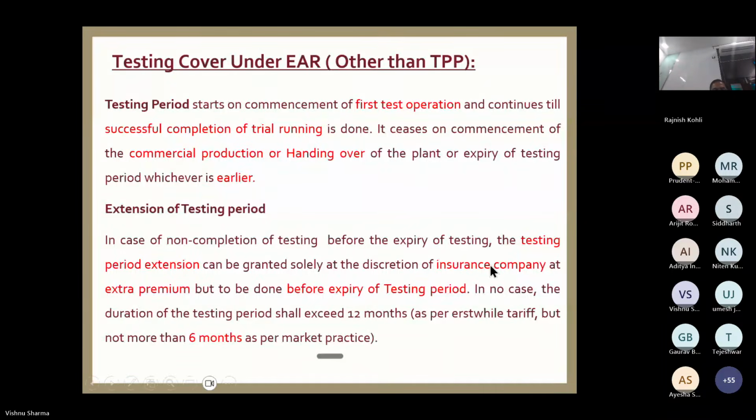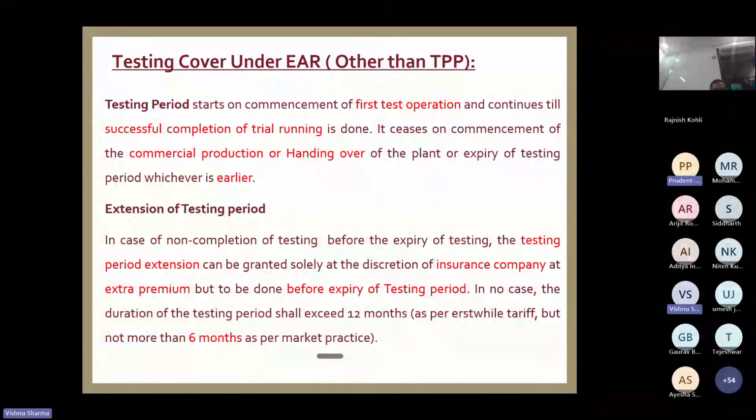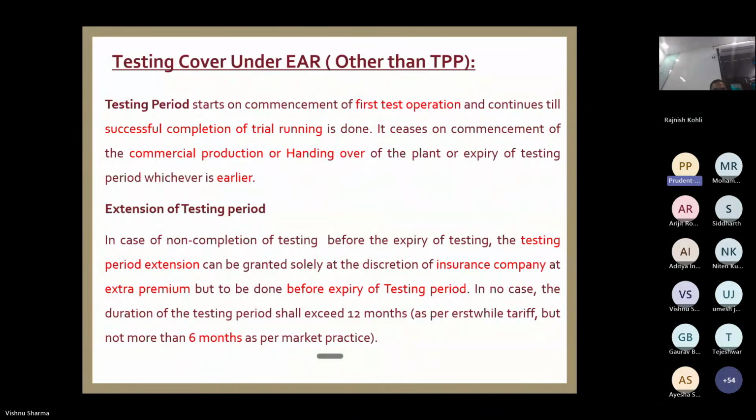Got it? Sir, one query in testing. Quickly. Sir, suppose a plant has multiple lines to be erected, and in one of the lines testing is completed, and in the second line the testing will commence once the erection is completed. So in those cases, how will the period be treated? Individually, the insurance company will consider it line wise.